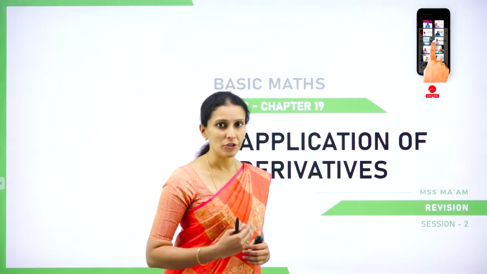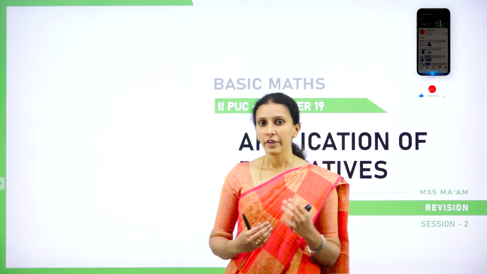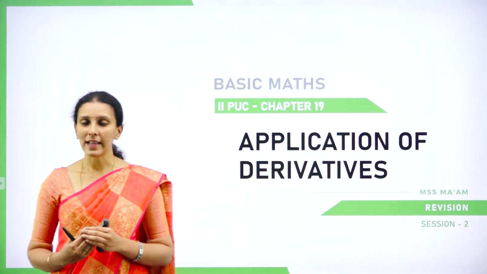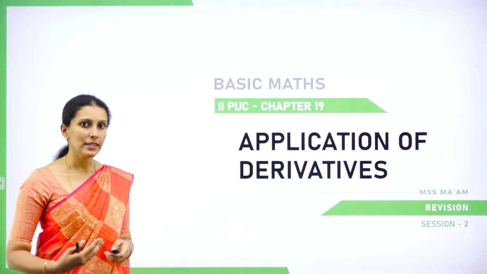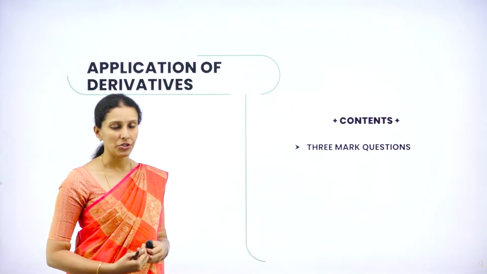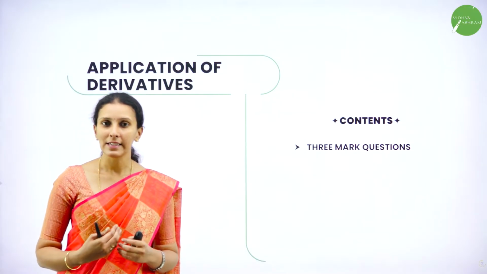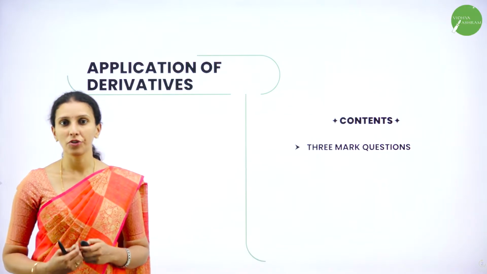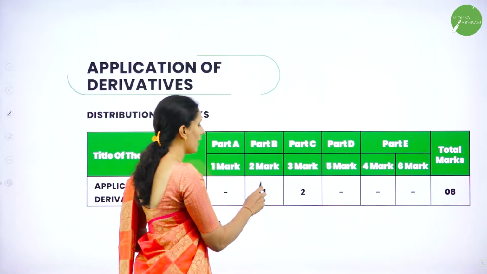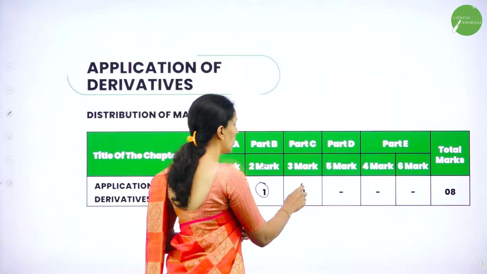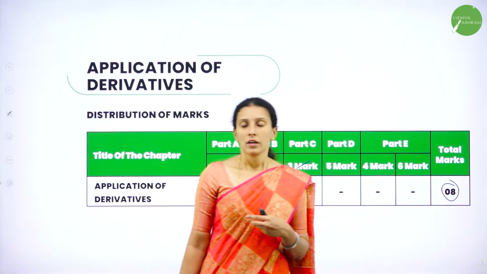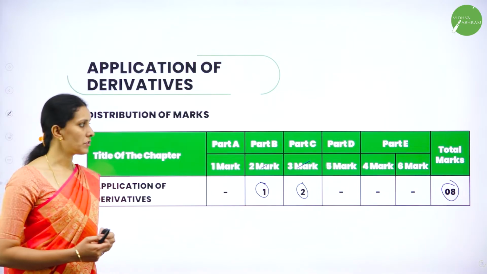In our previous session of this chapter, we have looked upon the questions for 2 marks as well as 3 mark question. In this session, I'll be continuing few more problems on 3 mark question. So before starting, let us see how the distribution of marks will be there from this chapter. So in this chapter, you will be having 1 2 mark question, 2 3 marks question. So total 8 marks. Let's start solving the questions in today's session.